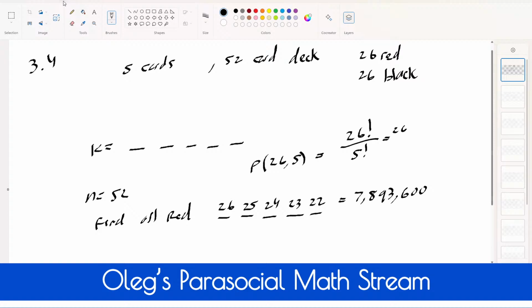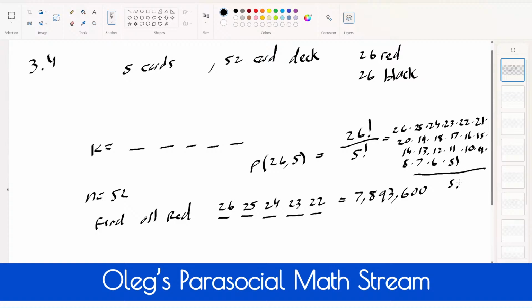26 times 25, 24, 23, 22, 21, 20, 19, 18, 17, 16, 15, 14, 13, 12, 11, 10, 9, 8, 7, 6, 5 factorial over 5 factorial. And then we're going to scratch this, and then you multiply that out. And you get the same number.